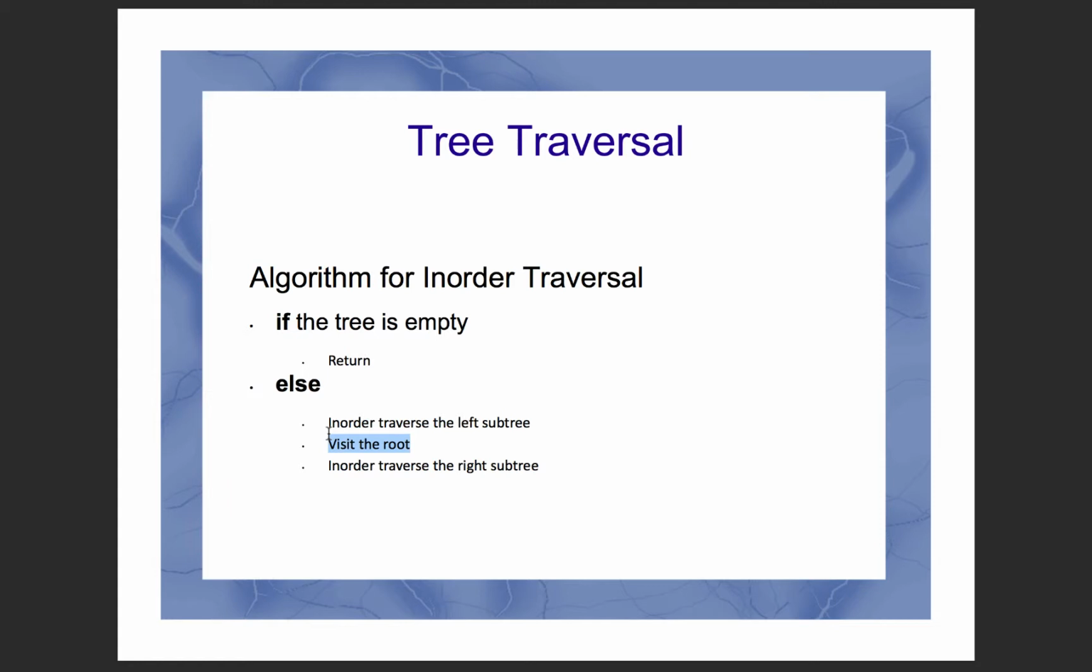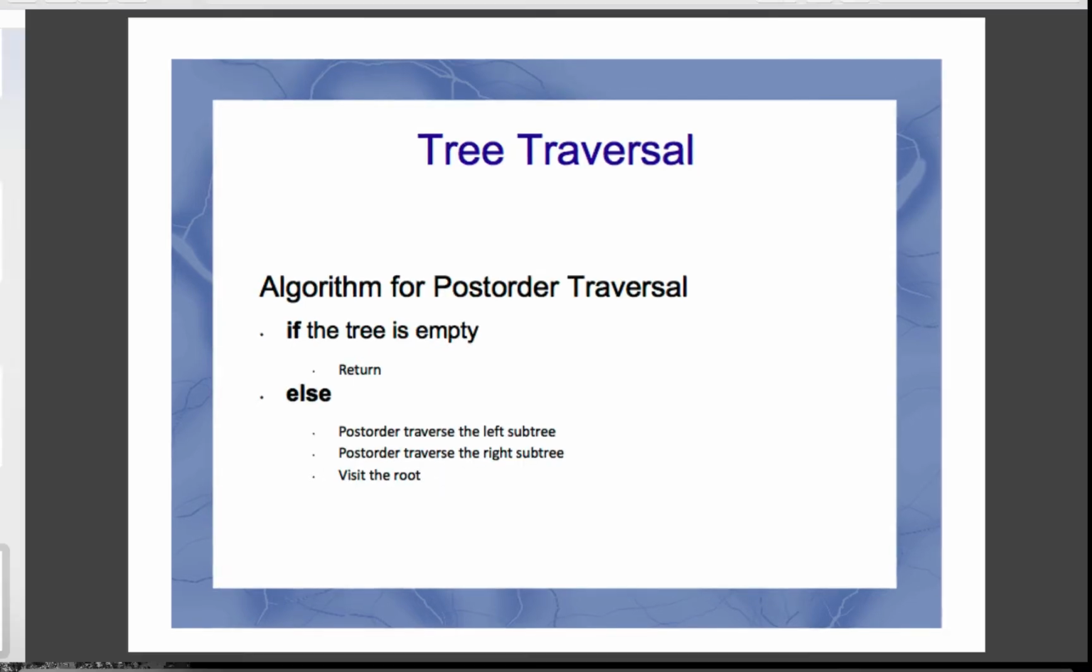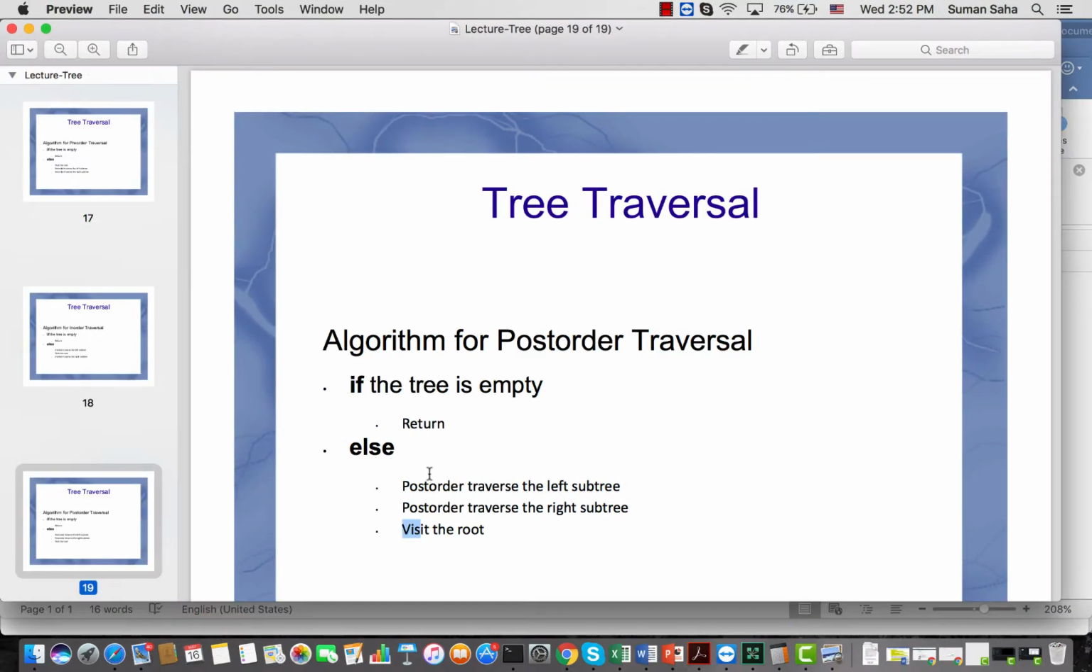Now that makes sense. What would be the post-order? Post-order is exactly the same thing, only the order is different. So post-order traverses the left subtree first, then the right subtree second, then you finally visit the root, so visiting the root is the last one. You are visiting the left subtree first, then the right subtree. After visiting left and right, then you visit the root. That's why it's called post-order. So there are three different ways you can traverse a tree.